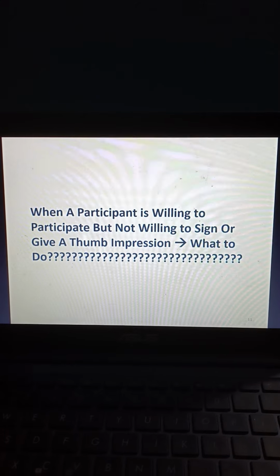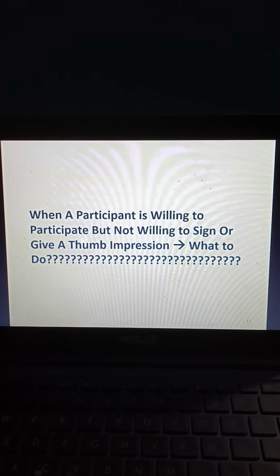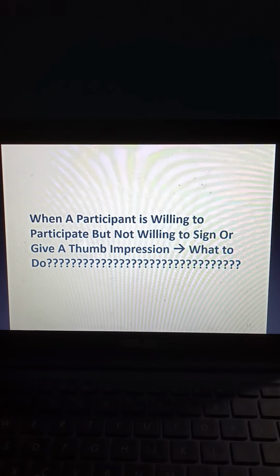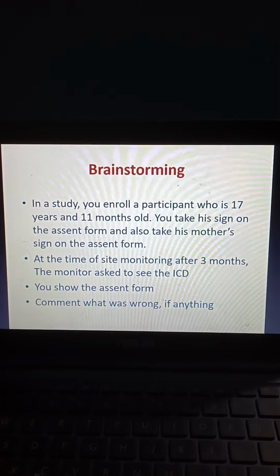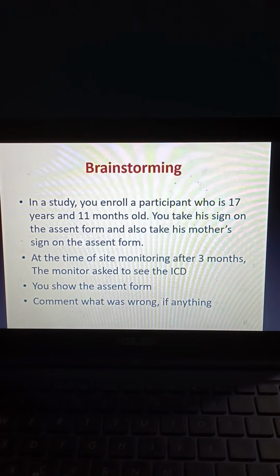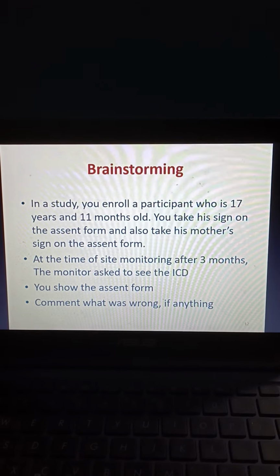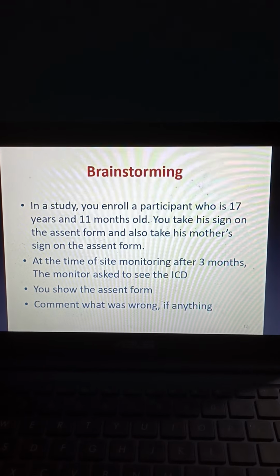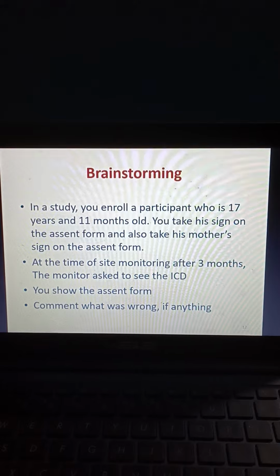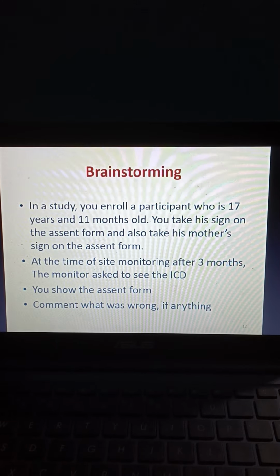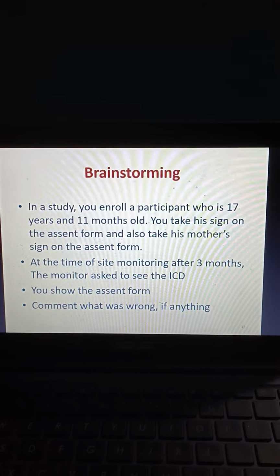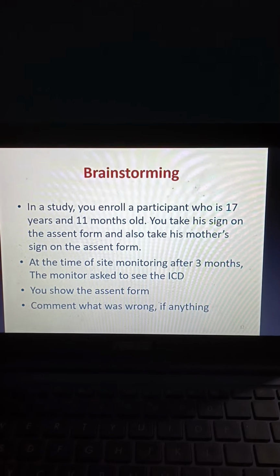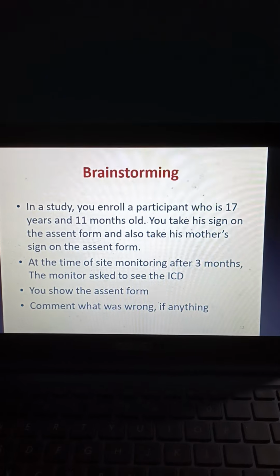When a participant is willing to participate but not willing to sign or give a thumb impression, what to do? Brainstorming question: in a study, you enroll a participant who is 17 years and 11 months old. You take his sign on the assent form and also take his mother's sign on the assent form. At the time of site monitoring after 3 months, the monitor asks to see the ICD, the informed consent document. You show the assent form. Comment on what was wrong, if anything.